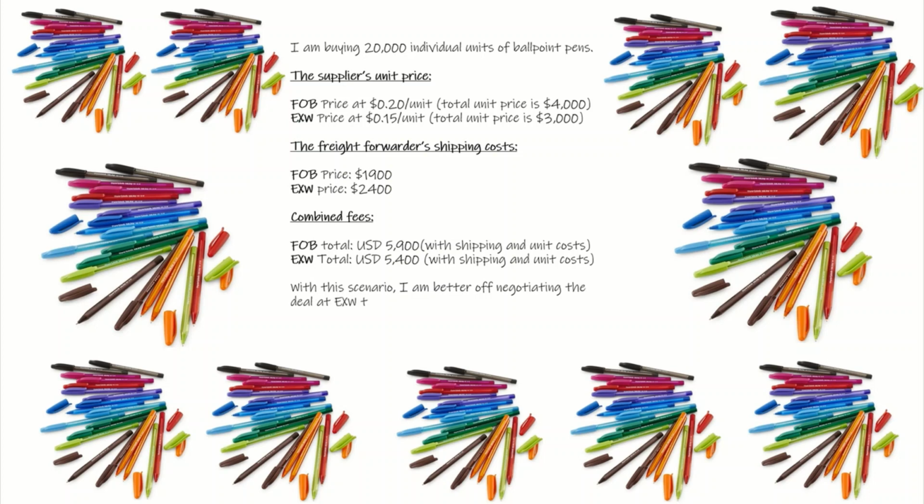Okay. Once I've done my math, reviewed the FOB and the EXW pricing, just concluding the scenario, I would be better buying the goods under EXW term, since my unit price difference is $1,000 and my shipping cost difference is $500. That lower unit price is gonna cover for my additional shipping cost.